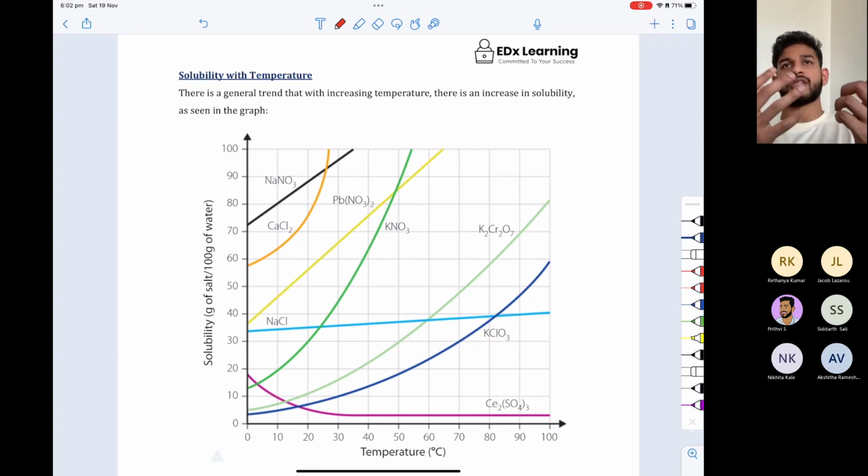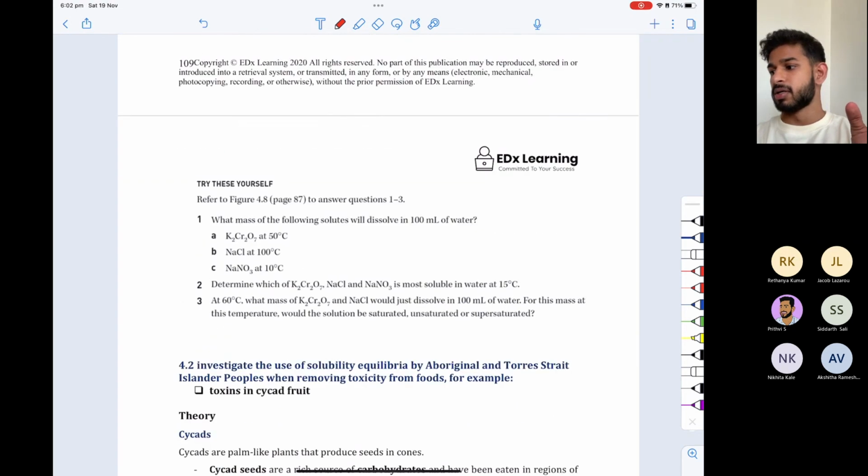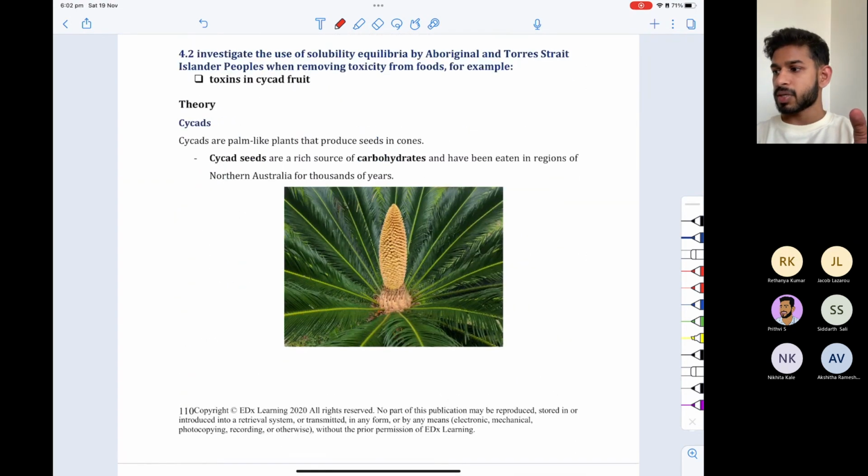The reason for that is when you increase temperature, there's greater energy to break those electrostatic bonds. It's easier to break up the ions into hydration spheres. Okay, that's a general trend. So just keep that at the back of your mind. Good. All right.